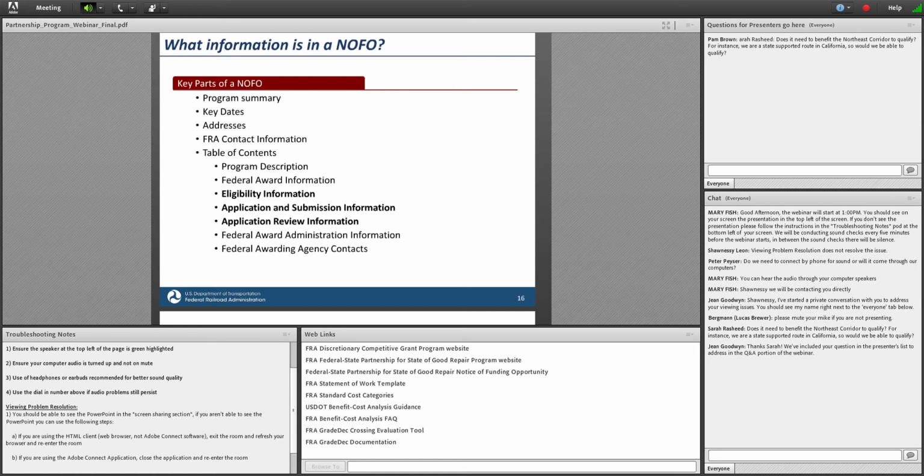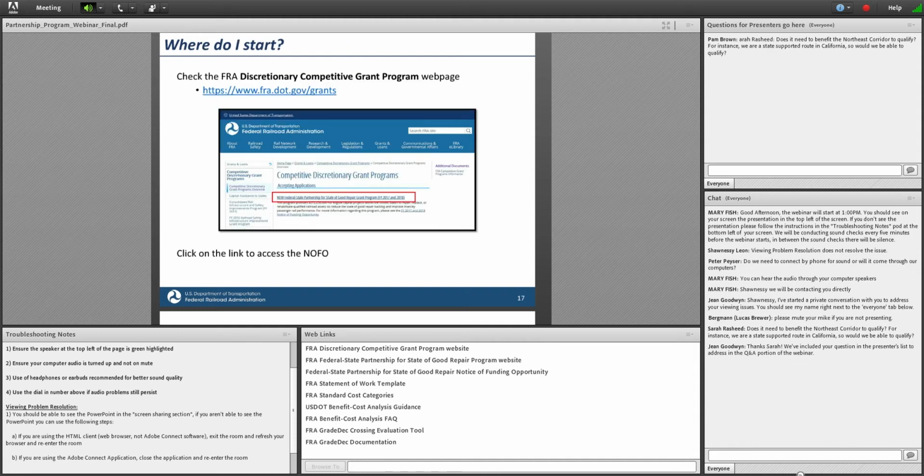So this slide shows some of the key parts of NOFOs. This is the same for each one of the NOFOs that you look at for our grant programs. I've highlighted here probably what's most important for the applicants that you really need to follow as you're preparing your application. And that includes making sure that you are eligible, as well as your project, making sure that you follow the application and submission information, as well as you look at what's important for the application review. So this is where you're going to start.